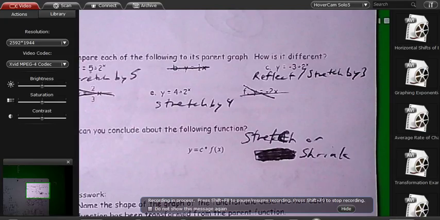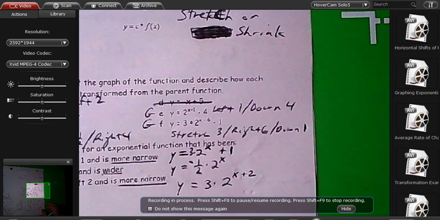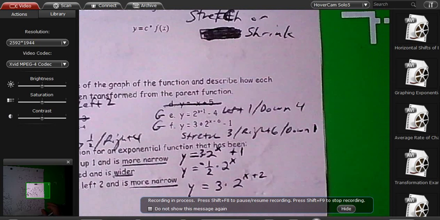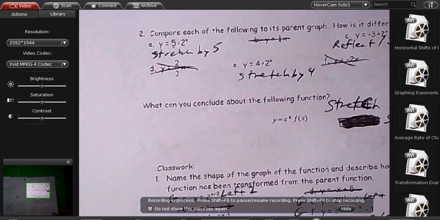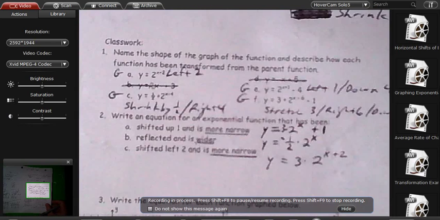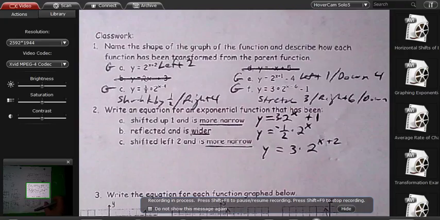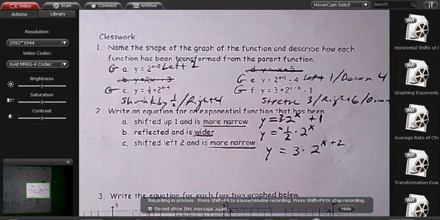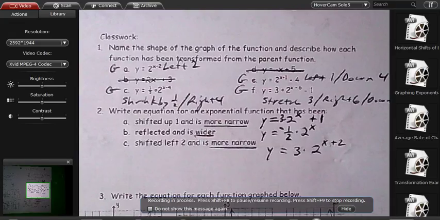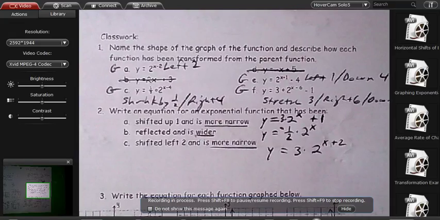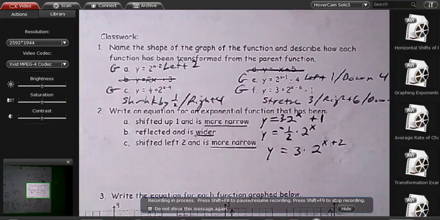Alright, now, in number 1 of classwork, it says name the slope of the graph, shape of the graph, of the function, and describe how each function has been transformed from the parent function. Alright, shape is referring to either growth or decay. Now, all of these are growth.